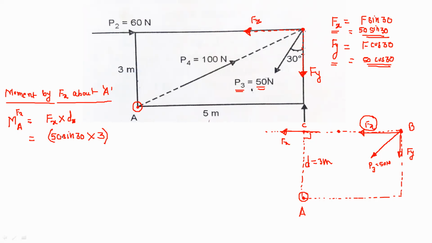Okay, and now we have to decide whether it is a positive moment or a negative moment. So fix the point A and try to rotate the system by this Fx force. If you fix the point A and apply the force along the direction of Fx, then it will try to rotate the system in the anti-clockwise direction. Therefore it is positive. So finally we will get the answer.